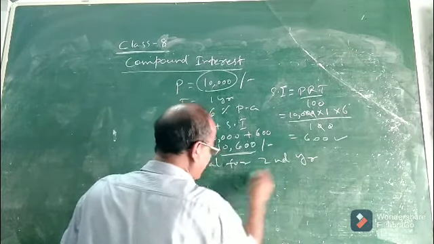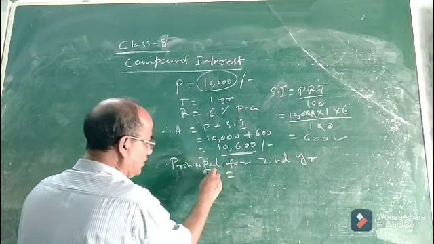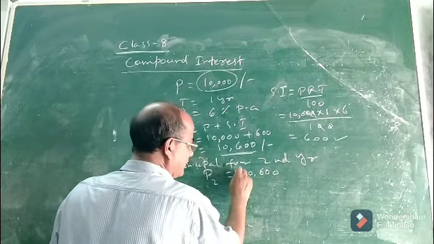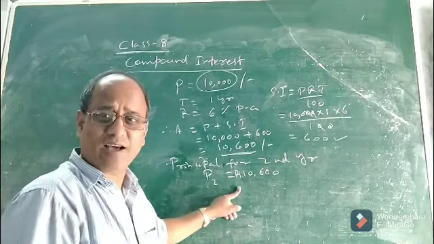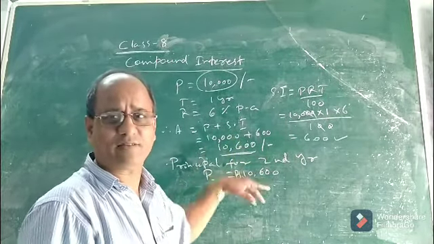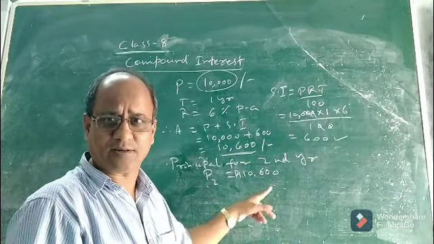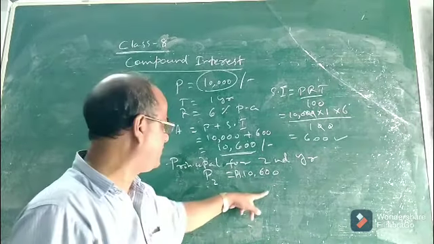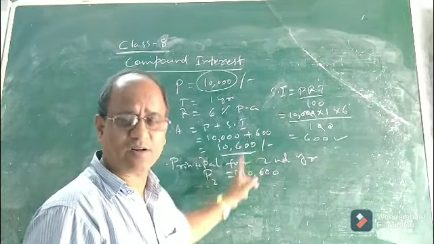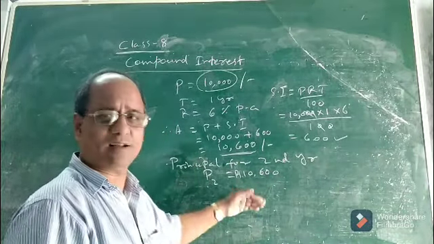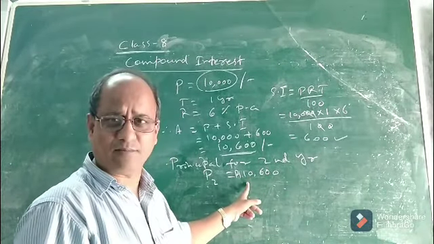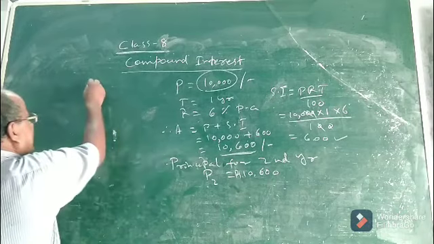So principal for second year, suppose the symbol is P2. P2 is how much? It will be 10,600 rupees. And now the bank will charge interest on this much principal for the second year. If the man is not able to clear the loan after first year, then in the second year the interest will be charged on this principal, this amount, which is the amount after first year, or it is the principal for the second year. Then let us find out what interest the bank will charge on the man in the second year. So interest for second year, you see.